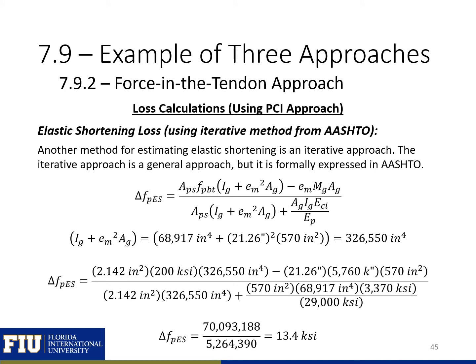A more exact approach for calculating our elastic shortening loss is shown on this slide from AASHTO. So you can see this equation, which is essentially a simplification of an iterative approach, which we'll talk about in a later module. But if we plug in all of our values here, we can get an elastic shortening loss of 13.4 KSI.